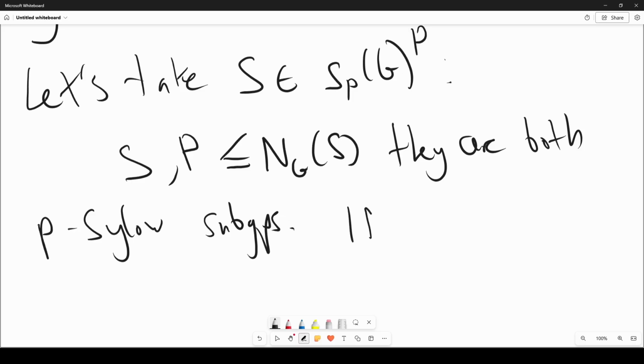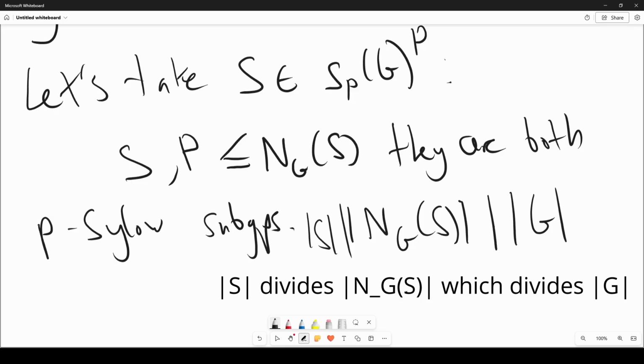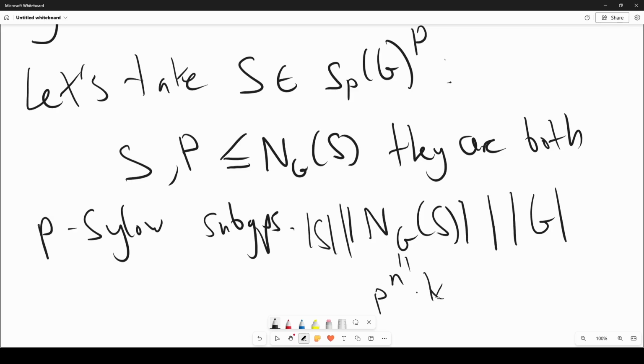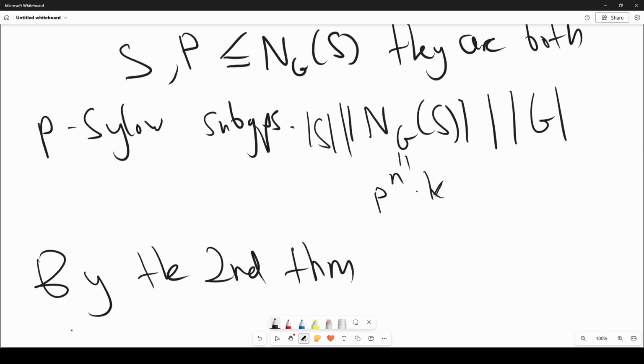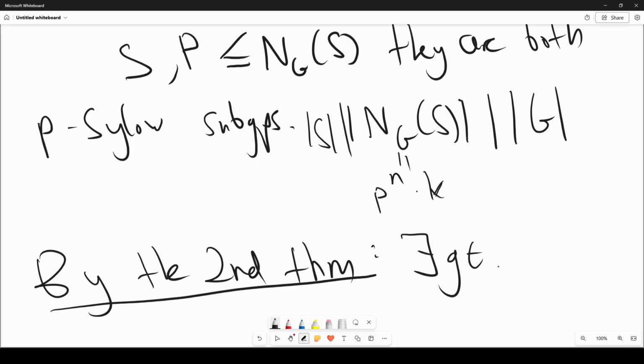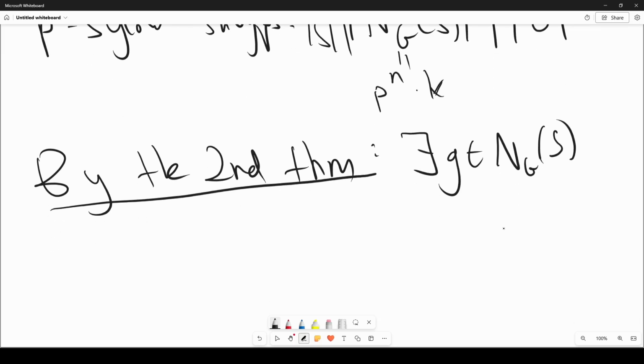This is just because the size of the normalizer has to divide the size of the group, and it also has to have the size of S as a factor of it. So it has to equal p to the n times k or something. So clearly S and P are p-Sylow subgroups. Let's see what that implies. By the second theorem, now that I have two p-Sylow subgroups, I can apply it. I get that there's some element, let's call it G, in the normalizer of S, such that these are conjugate. So I can write P as G S G inverse. This is exactly what the second theorem guarantees for us.